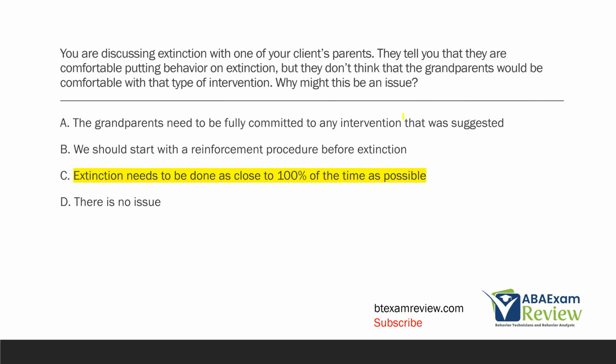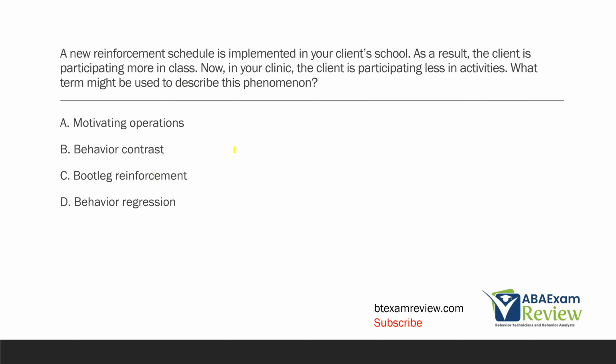And so just to tell them, well, you have to commit to anything we suggest is just wrong. It's undignified. It's not respectful. They're part of the team. They're part of the collaboration. Why is this actually an issue? A factual issue is if they're not committed and they don't think they're comfortable with that type of intervention, it's not going to be implemented 100% of the time or as close to. And all we're going to do is likely make the behavior worse. So the issue is extinction needs to be done as close to 100% of the time as possible.